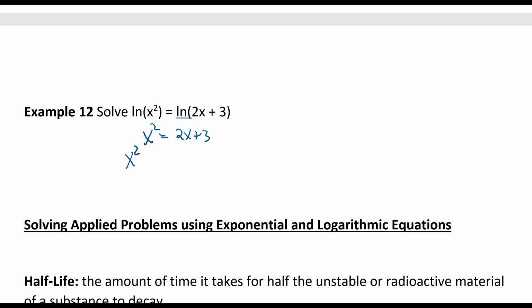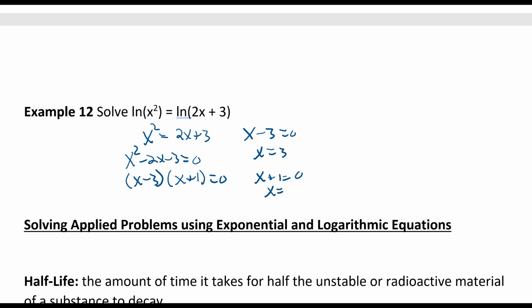So that's x squared minus 2x minus 3 equals 0. We can factor: x minus 3 times x plus 1 equals 0. X minus 3 equals 0 means x equals 3. X plus 1 equals 0 means x equals negative 1.